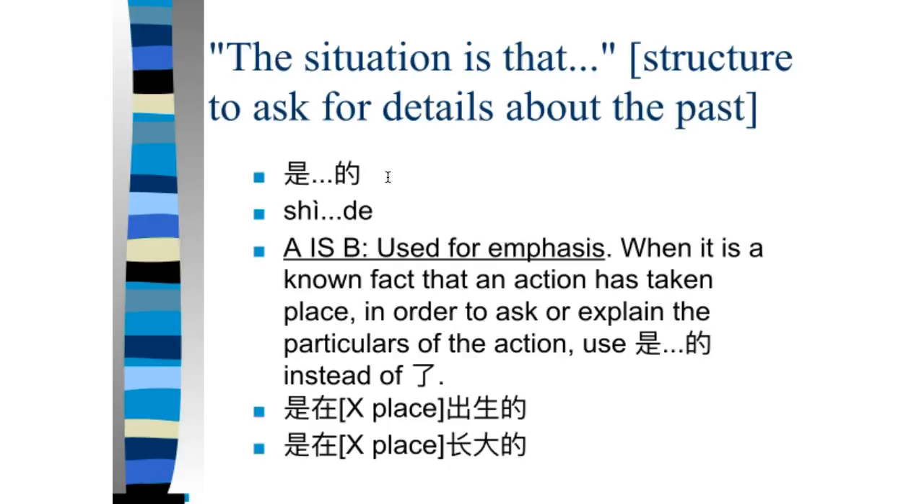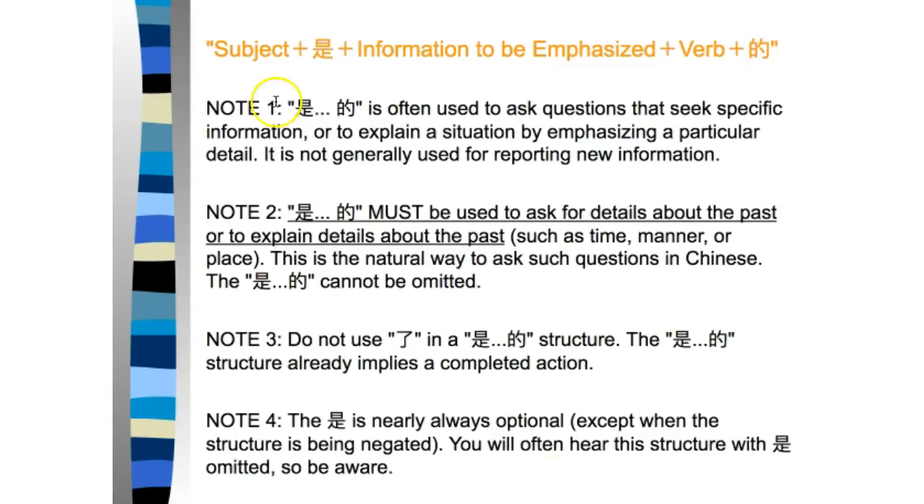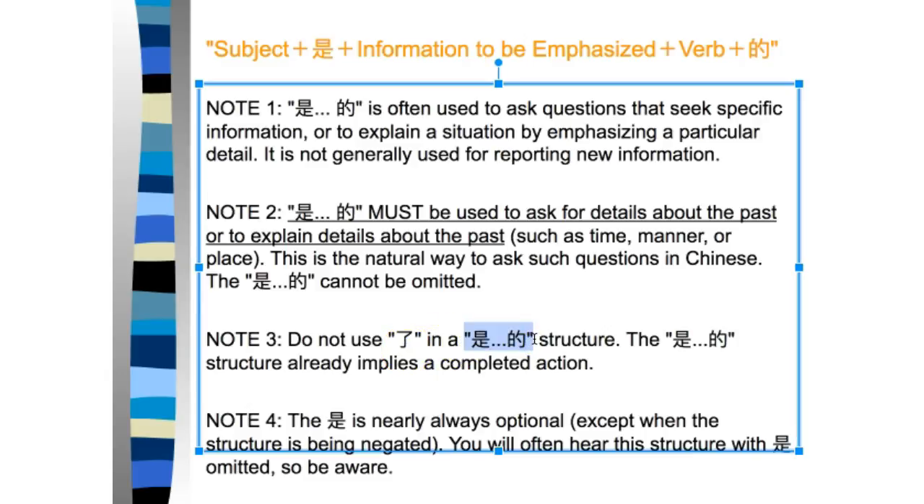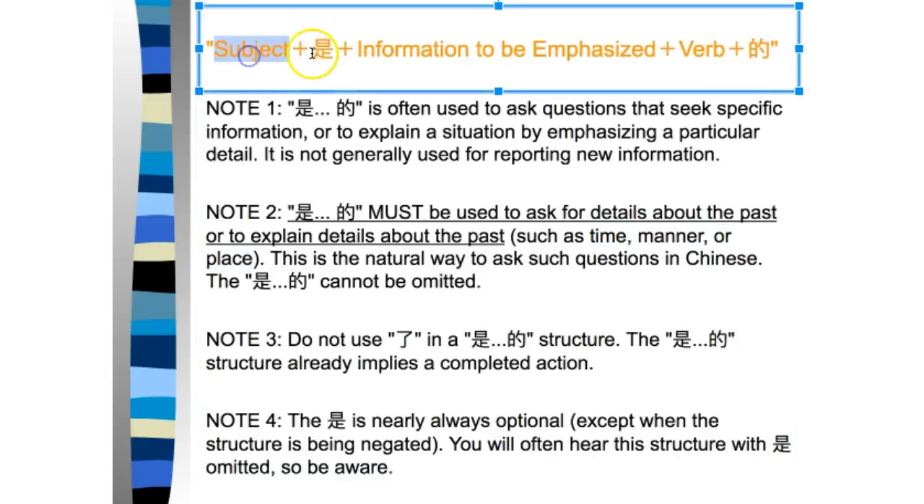Let's review. Why do we want to use 是的? This is a structure that's used for emphasis in order to ask about a detail of the past. So instead of saying 了, we use the 是的 structure to ask about details. So anytime you're asking about the time, the manner, or the place of something's happening. For example, I already know that you arrived on the plane, but I don't know who you came with. I don't know what time you came. And in order to ask about that, I would say, 你是什么时候来的?